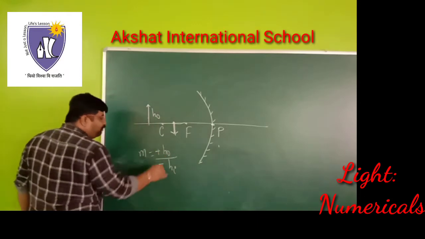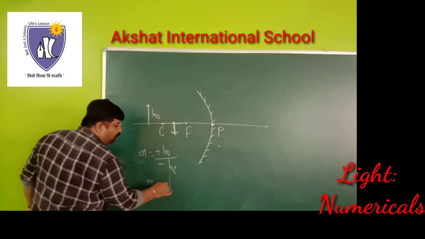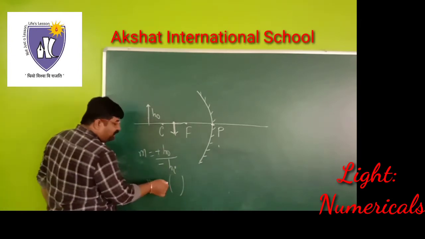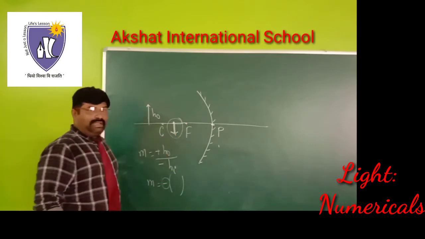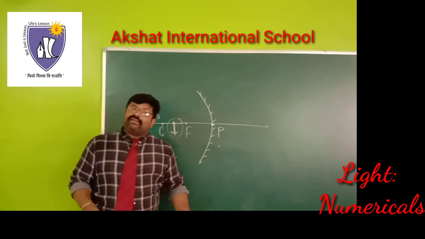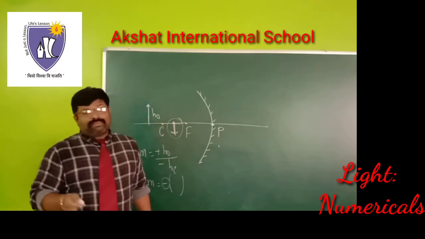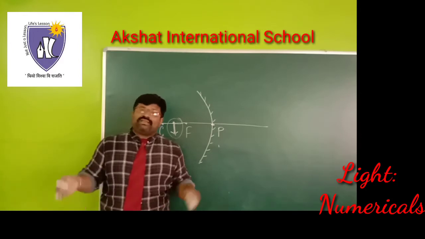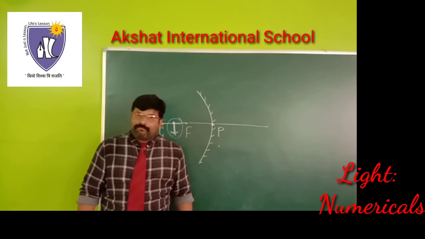Now doing a little bit of math, we can find out that this can be written as minus of whatever is here. Fine. So this negative sign automatically comes when the image is real and inverted. So from this we can conclude that if the image is real and inverted, then your magnification will be negative. Or if the magnification is negative, the image which is formed is real and inverted.